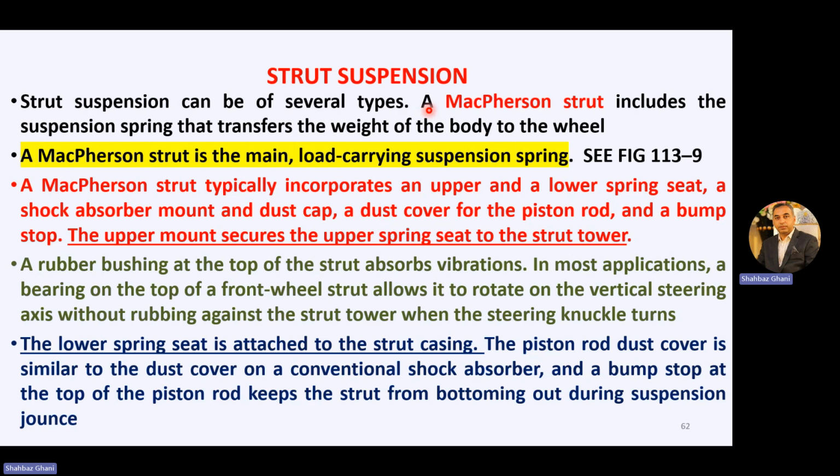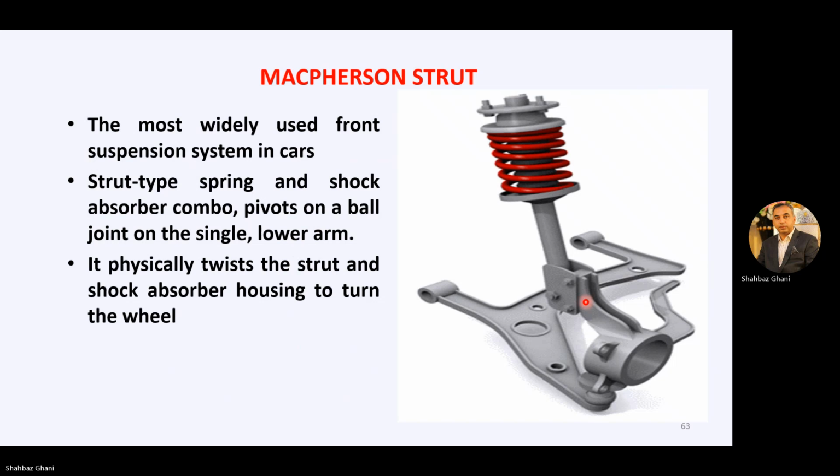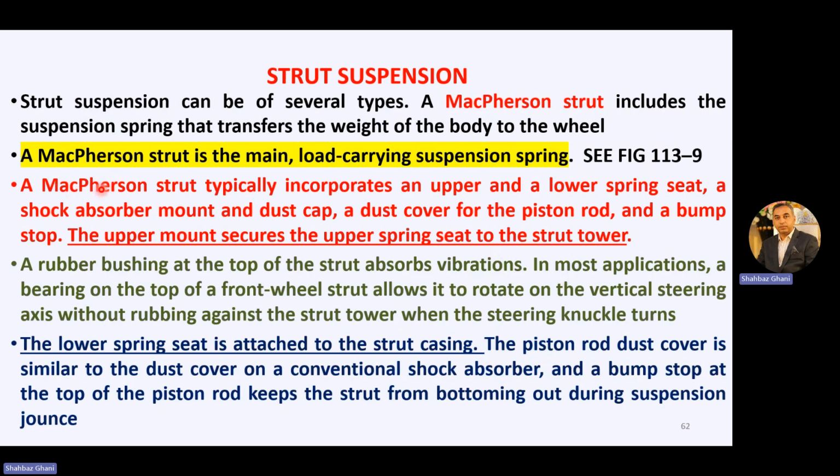First is the strut suspension. Strut suspension can be of several types. The MacPherson strut includes the suspension springs that transfer the weight of the body to the wheel. A MacPherson strut is the main load-carrying suspension spring. We will see, it is like this. A MacPherson strut typically incorporates an upper and lower spring seat, a shock absorber mount, a dust cap and dust cover for the piston rod, and a bump stop.